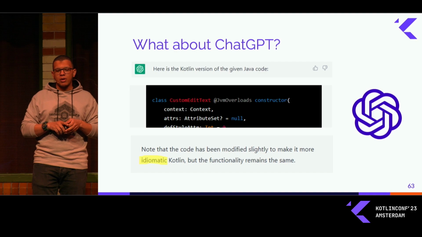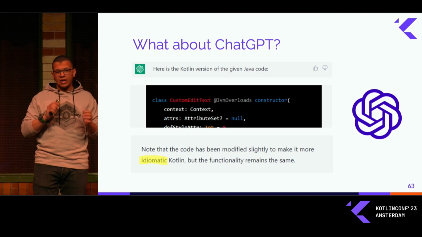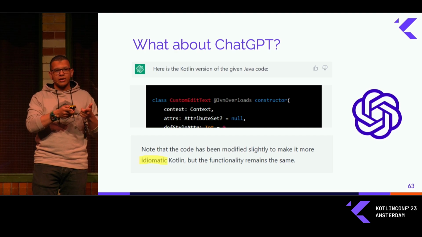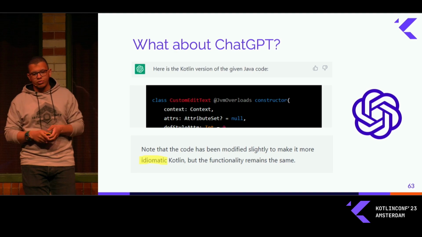Here's one thing I noted about it. I told it to convert something, and here's a statement it told me at the end: Note that the code has been modified slightly to make it more idiomatic Kotlin. I didn't tell it to do that, right? So it did that by default, which is a good thing. And the code was pretty good.